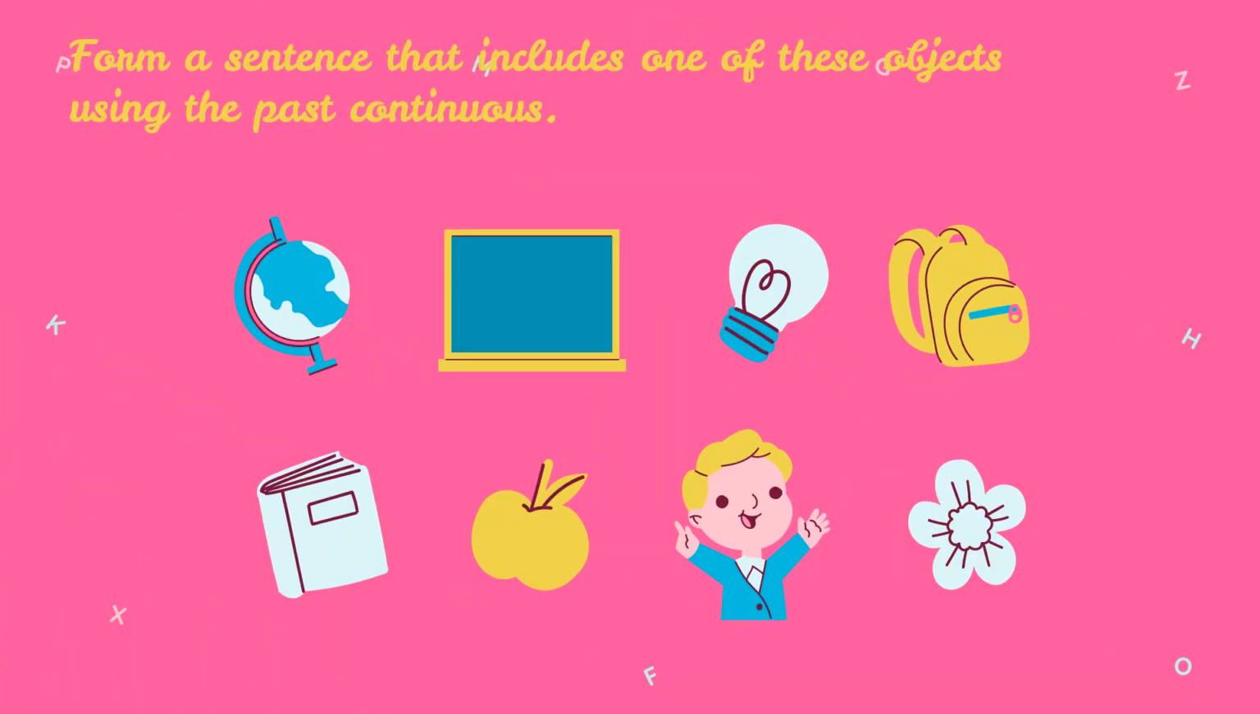Now, this is an activity for you. Form a sentence that includes one of these objects using the past continuous. If you take a look here, we have objects in this slide. You can use one of these objects to form a sentence using the past continuous. I'm going to give you an example which is related to this globe. I'm going to say we were learning geography. So we were learning geography. Another example, I was watching TV. I was watching TV. And you can complete making sentences using these objects.